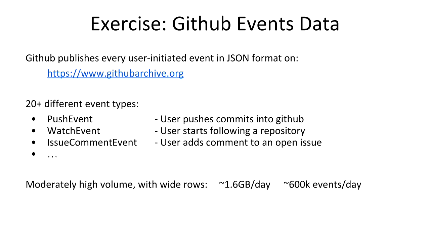There's a couple of different event types. There's push event, which I think everyone who uses GitHub would be familiar with. You push commits into the repository. There's start watching a repository, add a comment. Those are all very common events. There are about 600,000 events per day in this archive, which amounts to about 1.6 gigabytes, very roughly.